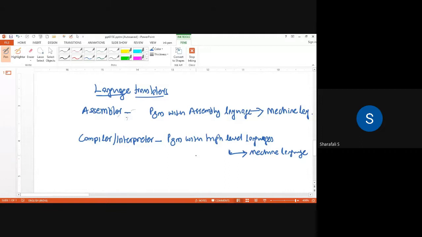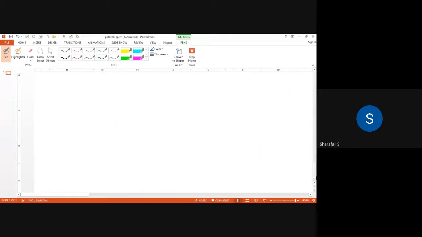Now why do we need a compiler and an interpreter? In the previous case we had only the assembler. Here we have a compiler and an interpreter. What is the difference between these two translators of high level language to machine language or low level language? So that we'll discuss now.